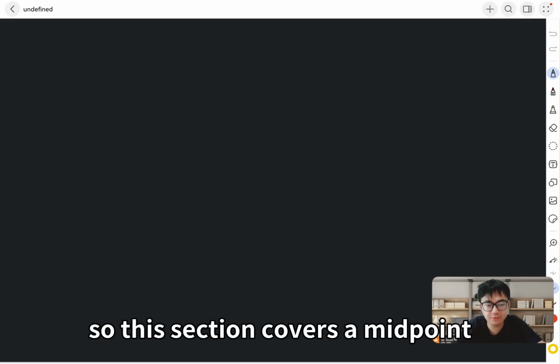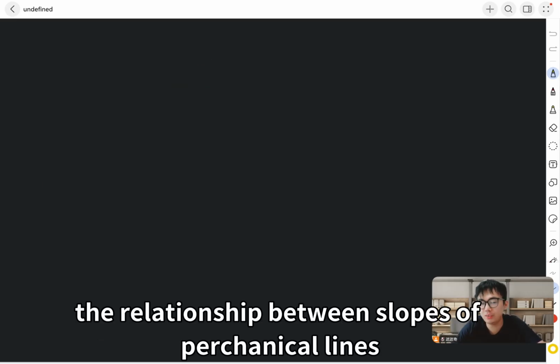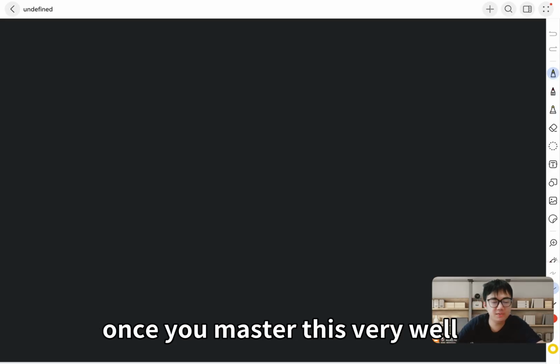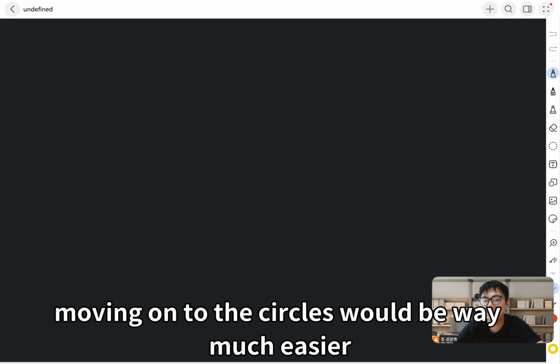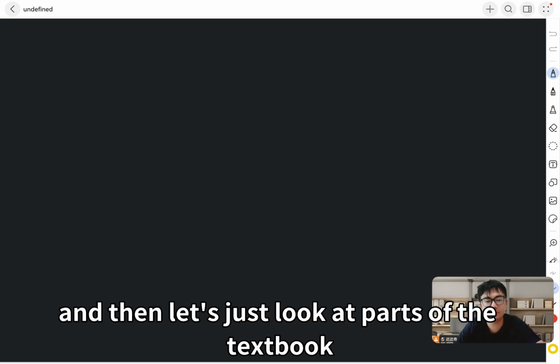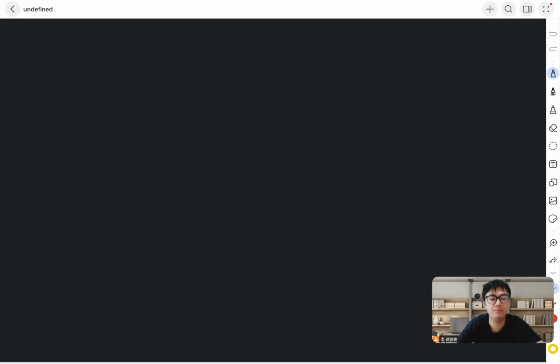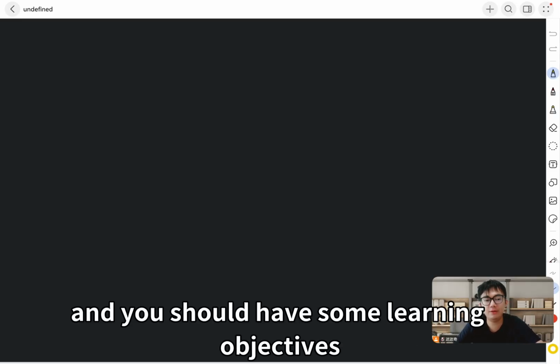This section covers the midpoint, the relationship between the slopes of perpendicular lines, and how to find the equation of a line. Once you master this very well, moving on to circles will be much easier. Then let's look at part 2 of the textbook, coordinate geometry in the XY plane. And you should have some learning objectives.